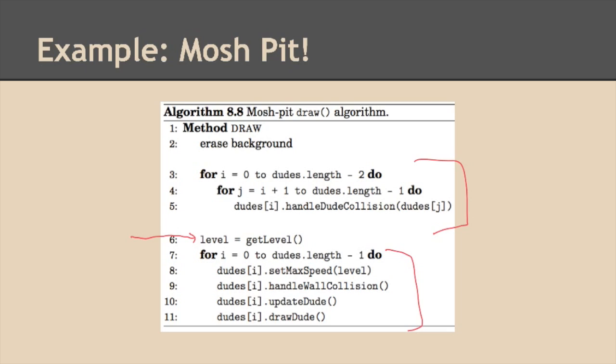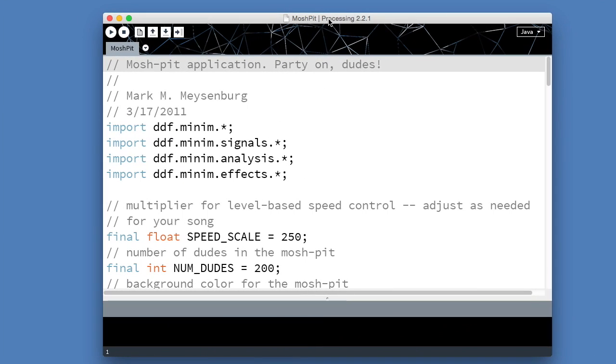So that's a quick tour through the design of the application program. There are more details in the text, but now let's turn our attention to actually writing the code in the processing development environment. Okay, so we're going to start with the application itself, and then we'll look at how to create a new class. This follows the algorithms and the outline that we just created in this video, and then we'll look at the dude class shortly.